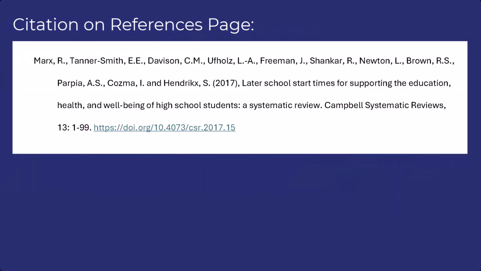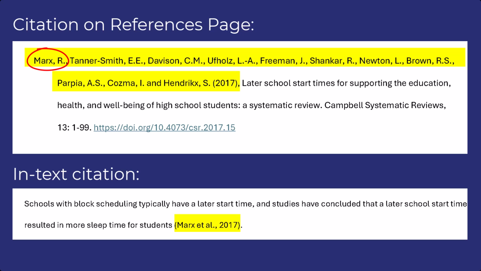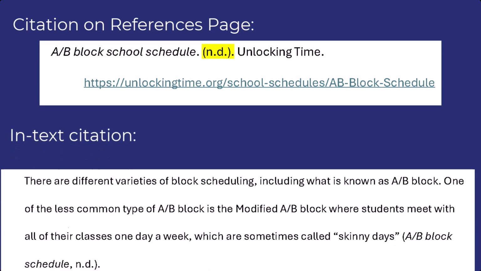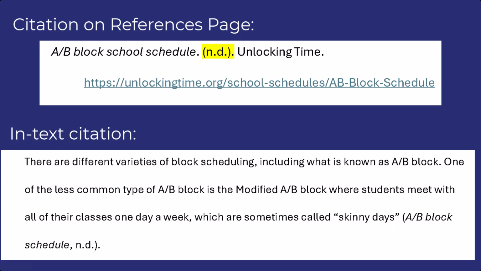If you cite a work with 3 or more authors like this one, you should only include the last name of the first author listed in your in-text citation, followed by et al., which is Latin for "and others," then the comma and year. If the work you are citing does not include a year, it will be indicated by the N period D period in your citation for no date. That's how you will show no date in your in-text citation too.